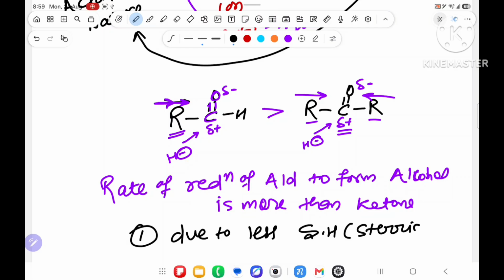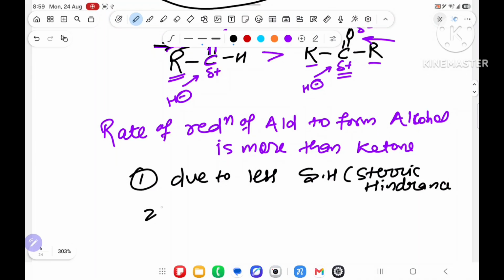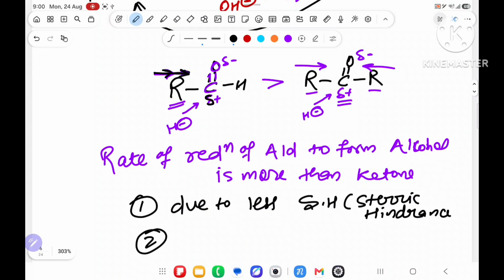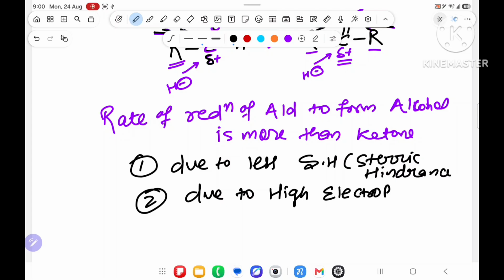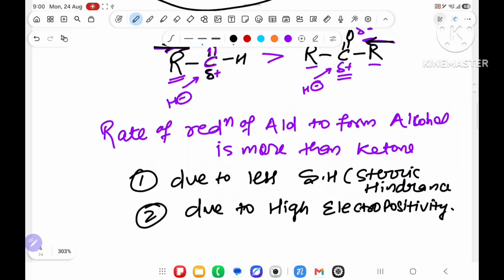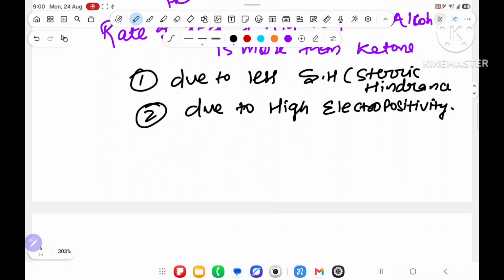Why less steric hindrance? Because over here only one side has R, and over here there are two sides. The second important point: in the aldehyde the plus is not stabilized because only one side has R, while in the ketone the plus is more stable. So due to high electropositivity in the aldehyde, there is less steric hindrance and high electropositivity. So aldehyde has more reduction capability in the presence of H minus as compared to ketone. I hope you understood this.